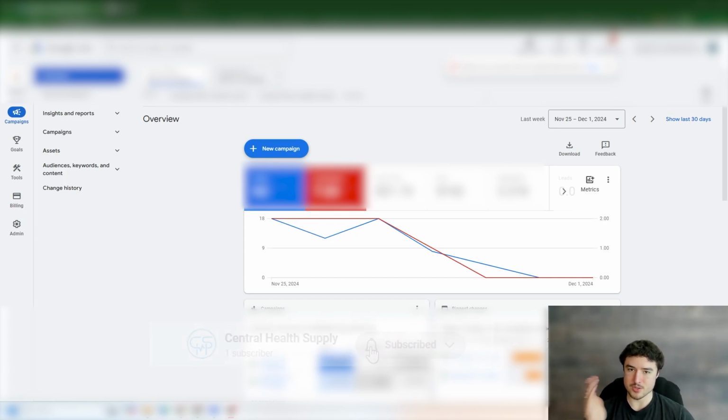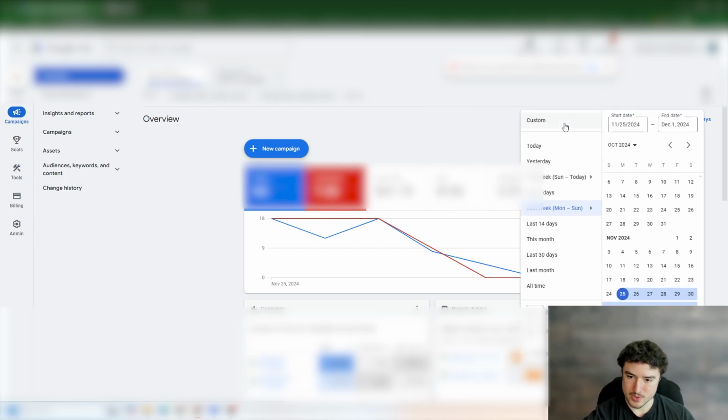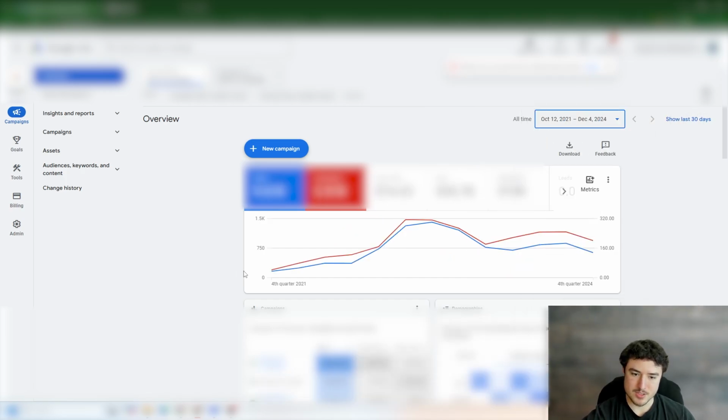What we're going to do is go to your Google Ads dashboard, and go to your time selector over here, and we're just going to click all time, and you're going to see whenever you first started running ads at the very beginning, and you're going to note this down.